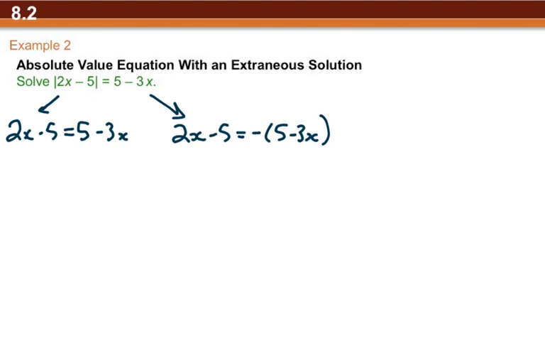If we go to solve on the left, this will be two steps. If we add 3x to both sides, we get 5x minus 5 equals 5. Add 5 to both sides, 5x equals 10. And x equals 2 is our final answer.